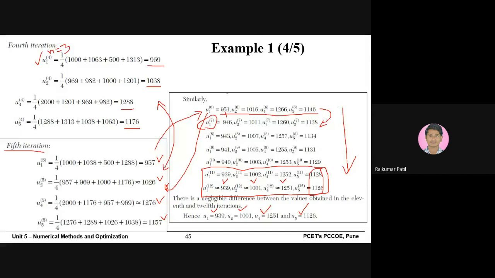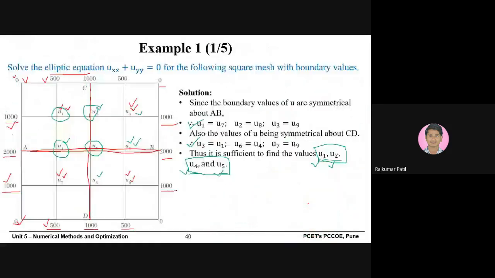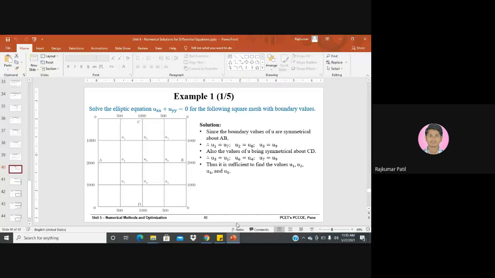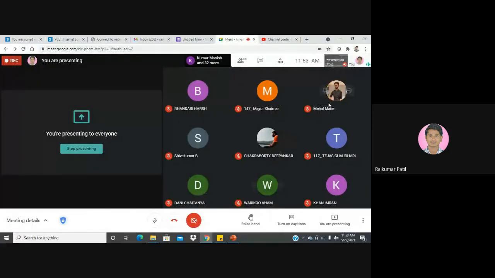Now the question arises, how many iterations should we do? In this type of problem where symmetry is there, I suggest you go, if possible and if time permits, up to a solution where two successive values will have the least error. Otherwise, for the time being, you can restrict your answer to 5 or 6 iterations. So that is the suggestion from my side.